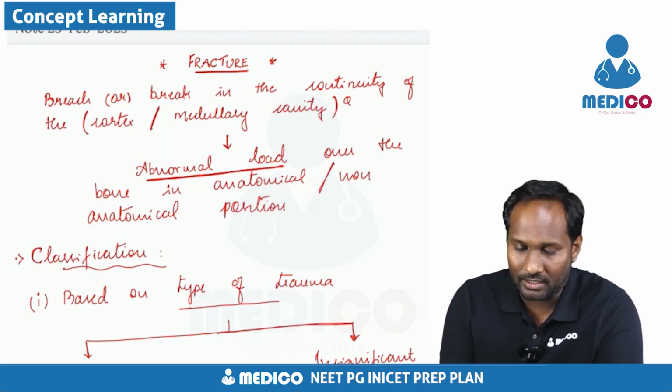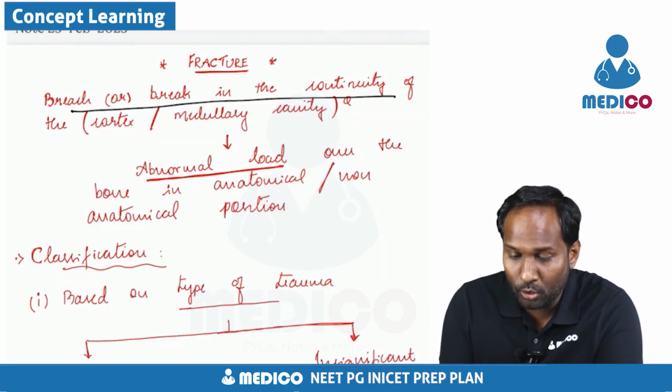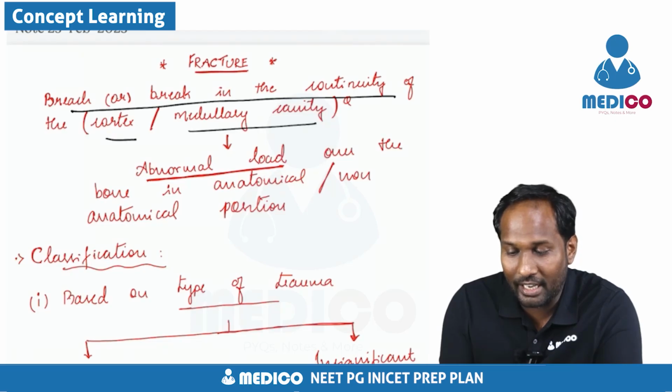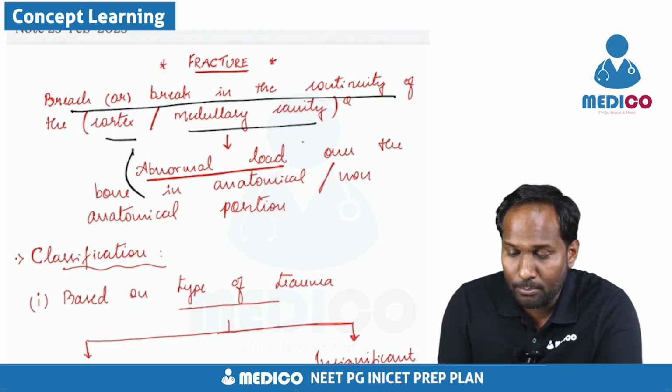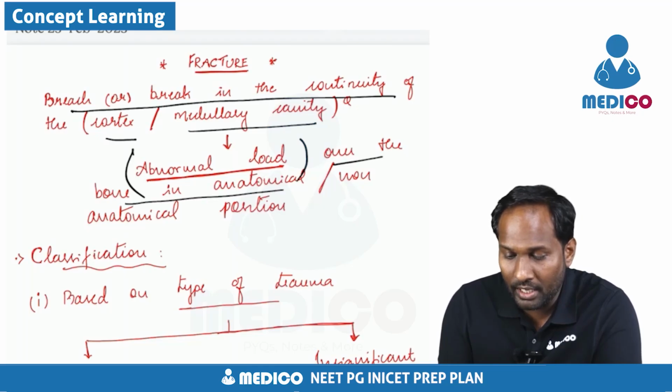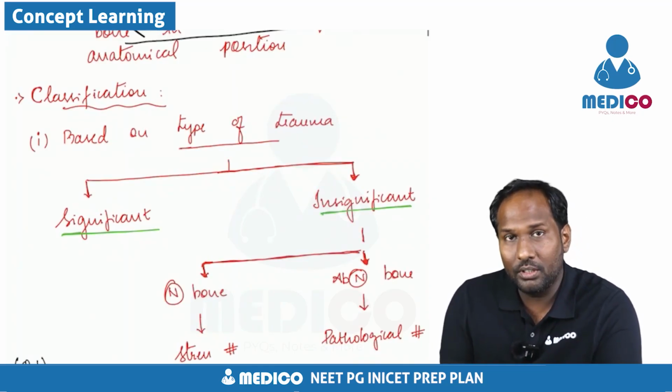What is a fracture? It's a breach or break in the continuity of both the cortex or medullary cavity, and can be called a fracture. Why does it occur? Because of an abnormal load over the bone in anatomical position or non-anatomical position. Now, here is how it differentiates.